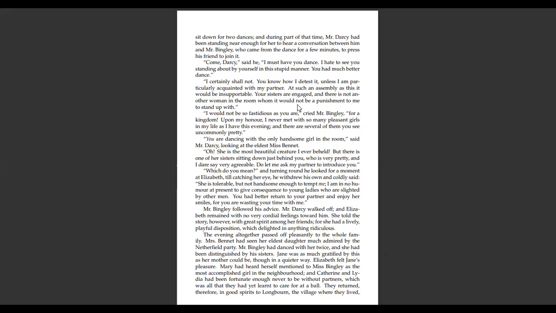"Come, Darcy," said he, "I must have you dance. I hate to see you standing about by yourself in this stupid manner. You had much better dance." "I certainly shall not. You know how I detest it, unless I am particularly acquainted with my partner. At such an assembly as this it would be insupportable. Your sisters are engaged, and there is not another woman in the room whom it would not be a punishment to me to stand up with."